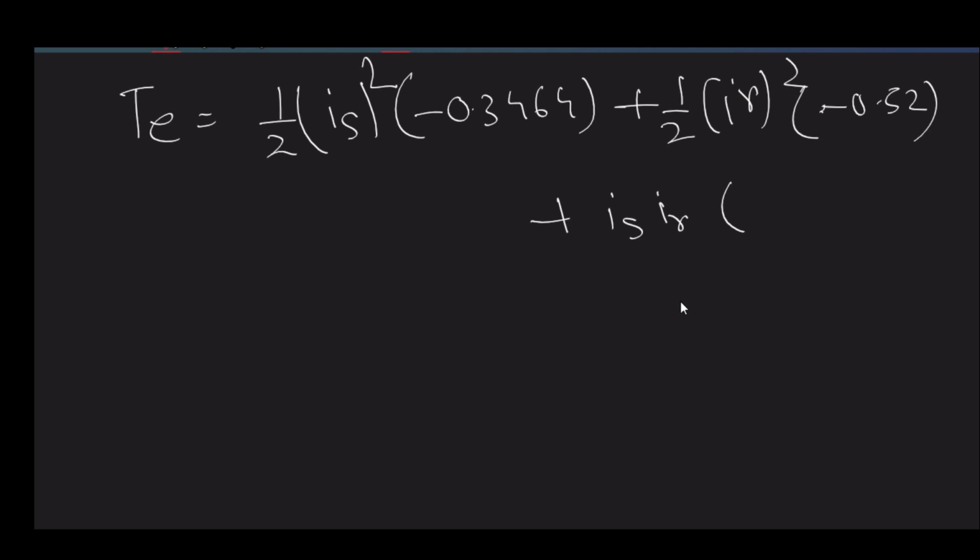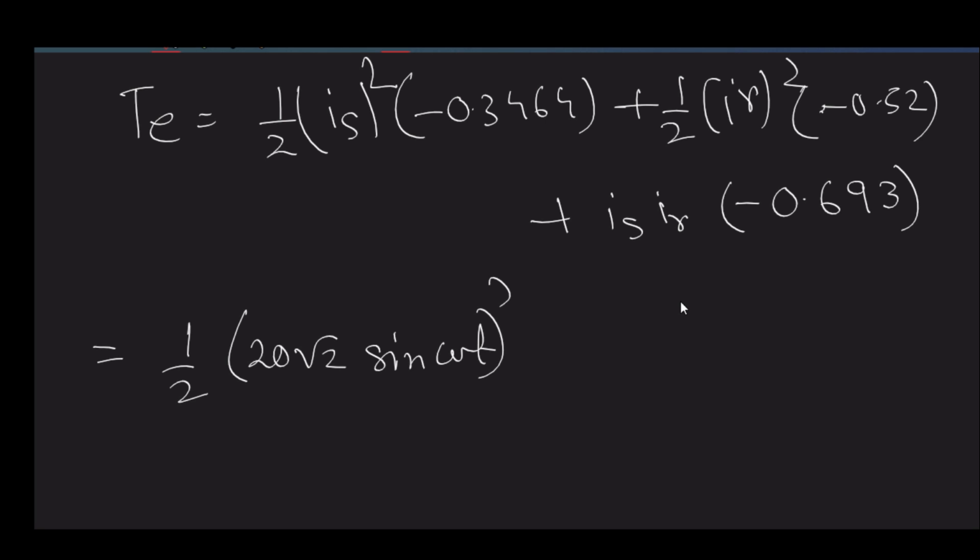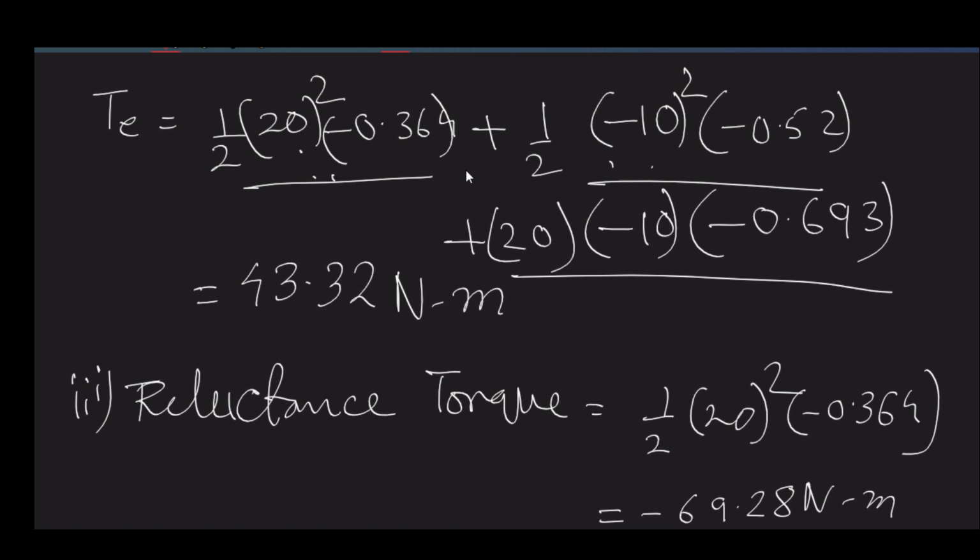sorry, this one is minus 0.693. So here, what is IS? IS was 20 root 2 sine omega t. So half 20 root 2 sine omega t, its whole square, minus 0.3464 plus half. We can get the expression of IR from the previous page.